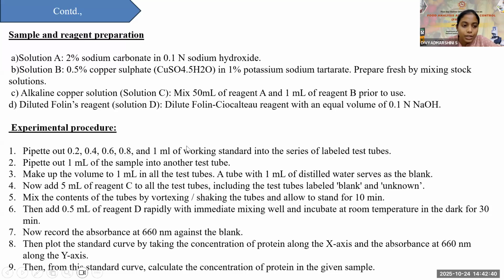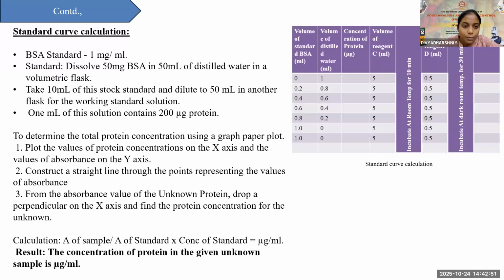So for the experimental procedure, first we have to pipette out 0.2, 0.4. Before explaining the procedure, I will explain how to prepare the standard curve. For this, I'm using bovine serum albumin, for the stock standard solution preparation, which is 50 mg of BSA in 50 ml of distilled water in a volumetric flask. There will be two solutions, so don't get confused: one is the stock standard solution, another is the working solution. What I'm explaining now is the stock standard solution.